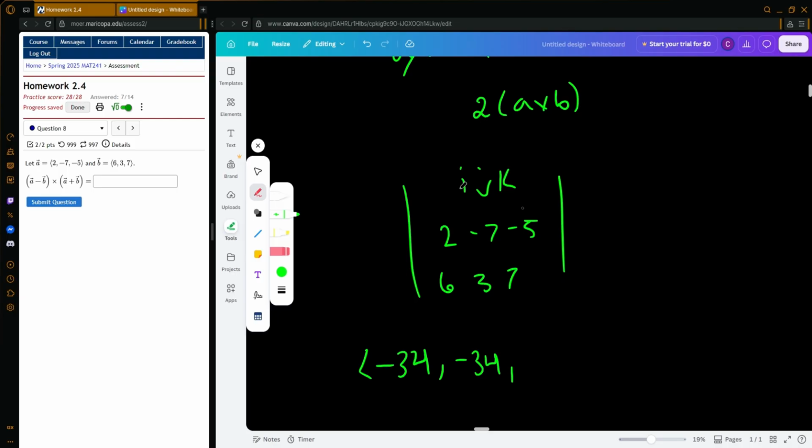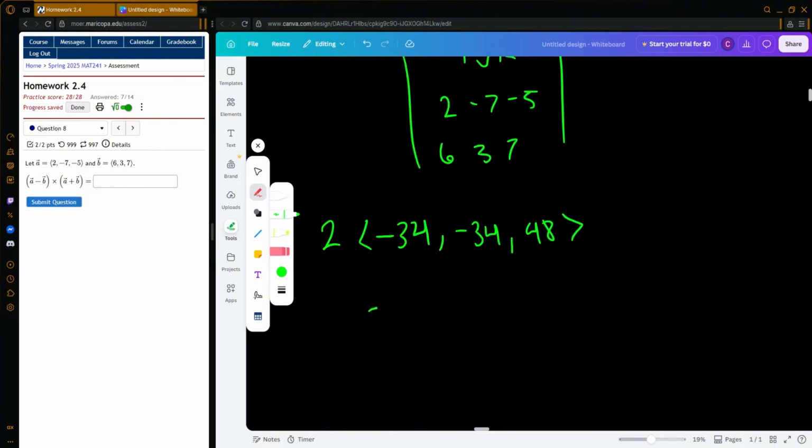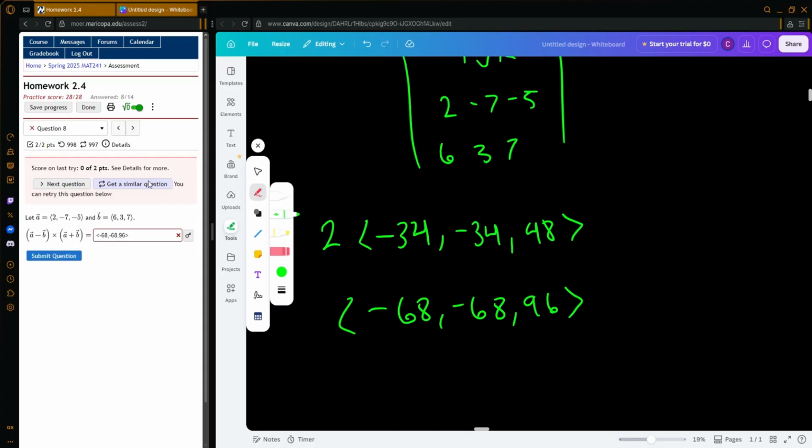And now we'll focus on these components, so it'll be 6 minus negative 42, so plus 42. So that is 48. So we're going to take this and multiply it by 2 to get our answer. So it'll be negative 68, negative 68, and 96.